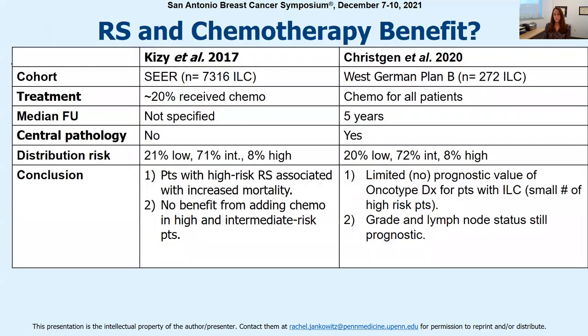The recurrence score was also found to have prognostic value in an analysis of over 7,000 patients with ILC, with high-risk scores being associated with increased mortality. But chemotherapy treatment was not associated with benefit for patients with high and intermediate risk scores. A second, smaller study in ILC patients in the West German Plan B trial failed to confirm its prognostic or predictive value in ILC, but had very few high-risk patients included.